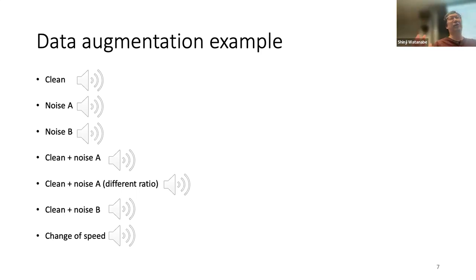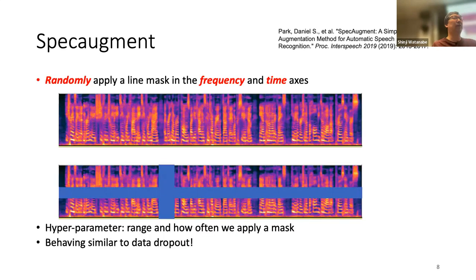So these are very intuitive ways to augment the data. But another important technique developed in 2019 is SpecAugment. This is to apply a line mask in the frequency and the time axis, like this. So we just drop some portion, some line, completely dropping this kind of region. Then the question will be how much the range of this one is, when we apply it, and how often we apply the mask.